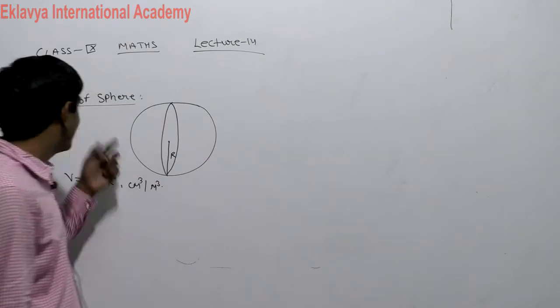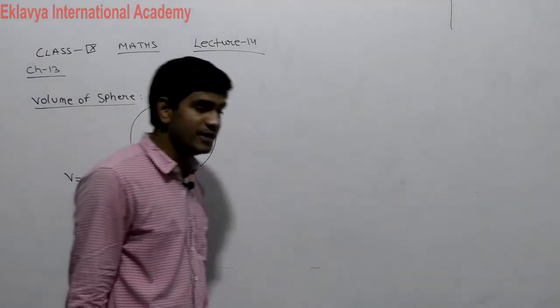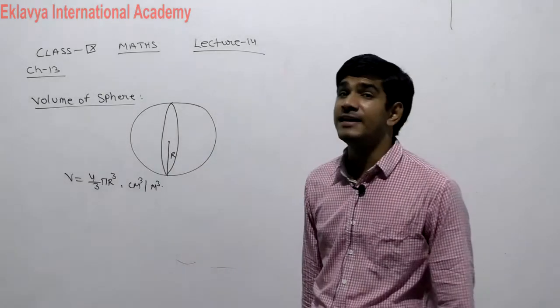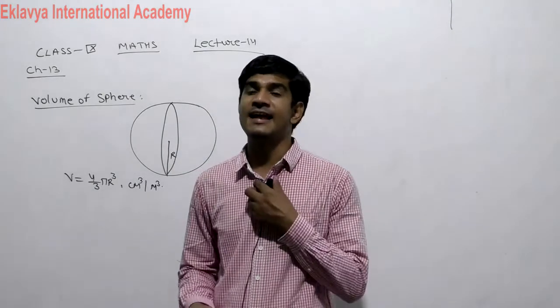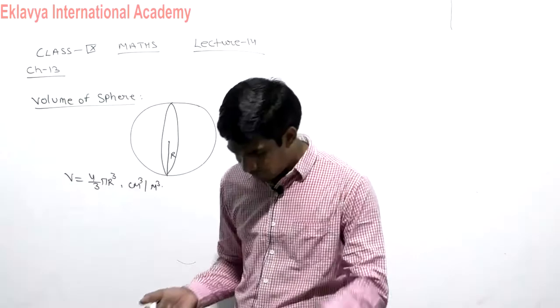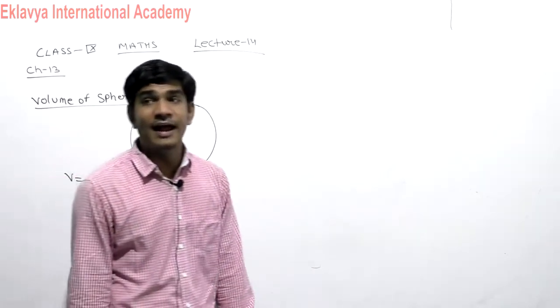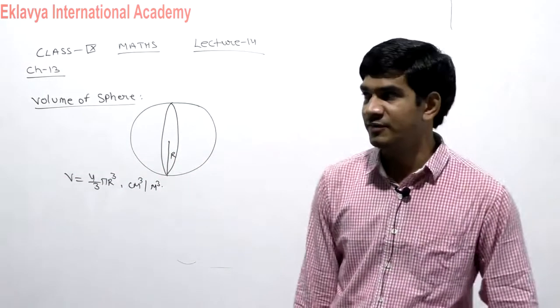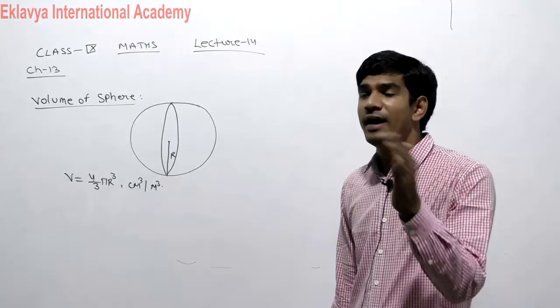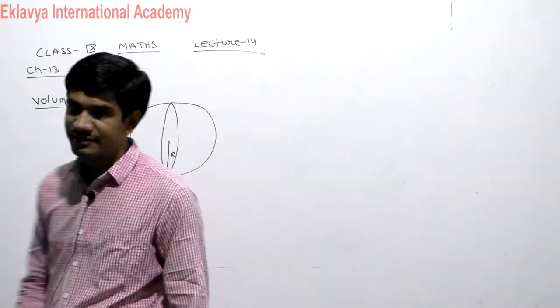Next, what is the volume of the spherical shell? So what do you mean by the word spherical shell? A sphere whose internal radius is present and external radius is present, that is known as a spherical shell.